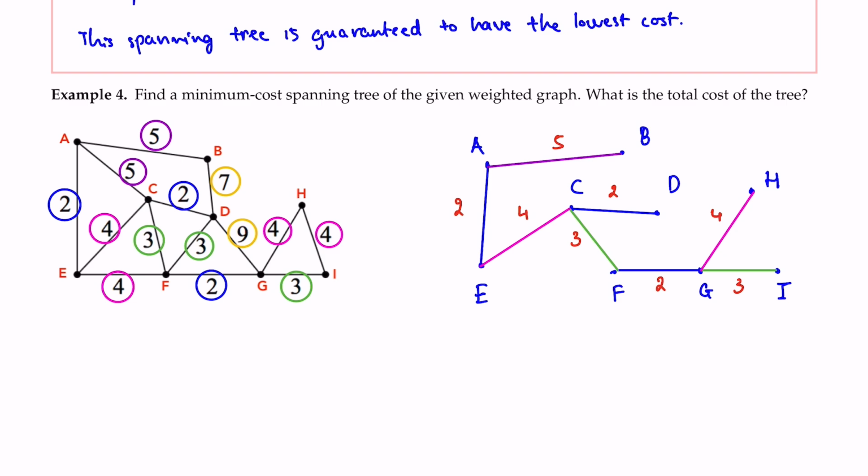If you make the connection between D and G, you form a cycle, so you're going to ignore that as well. So what you see on the screen now is the minimum cost spanning tree of the given weighted graph.